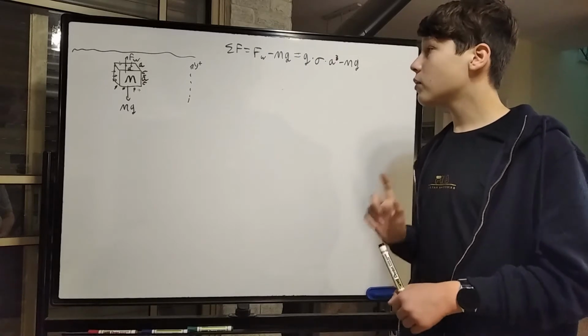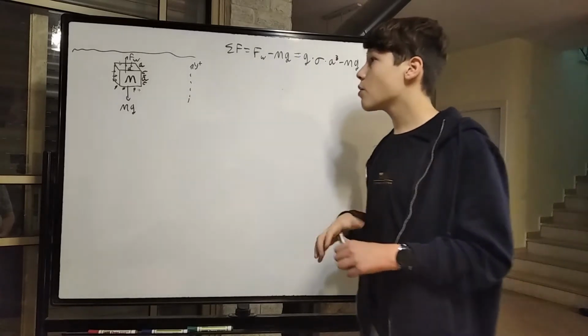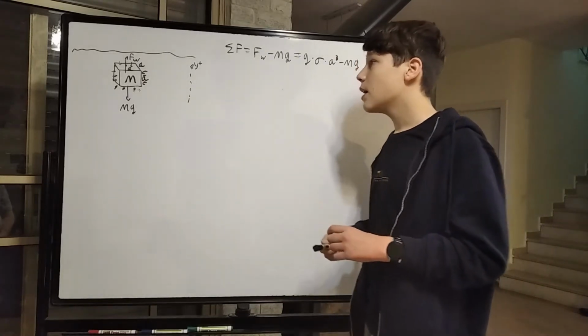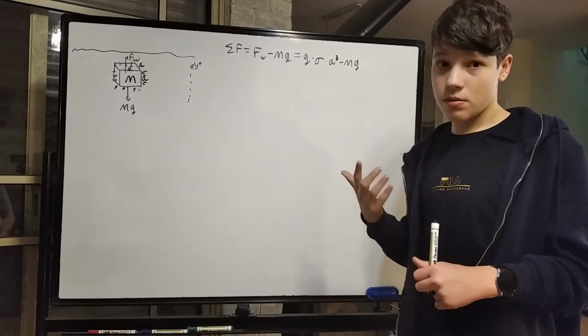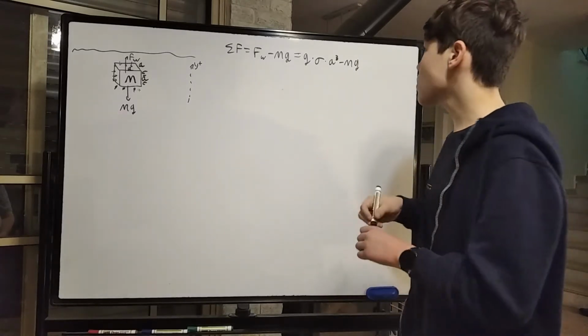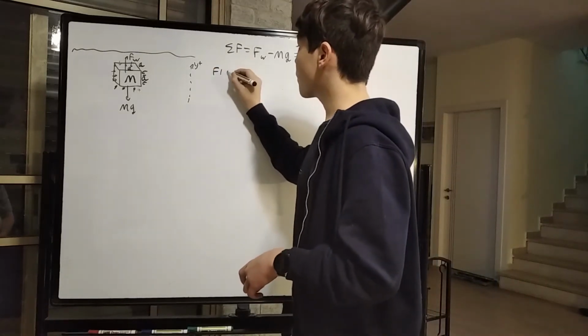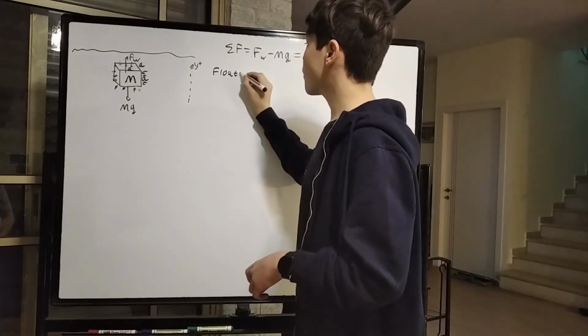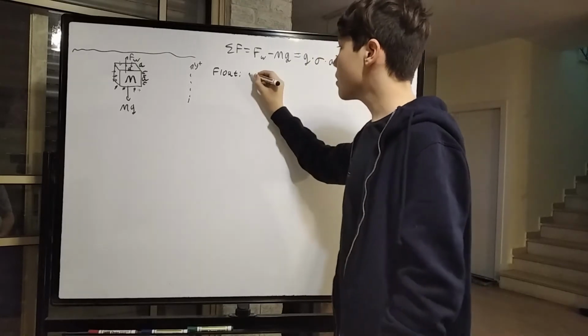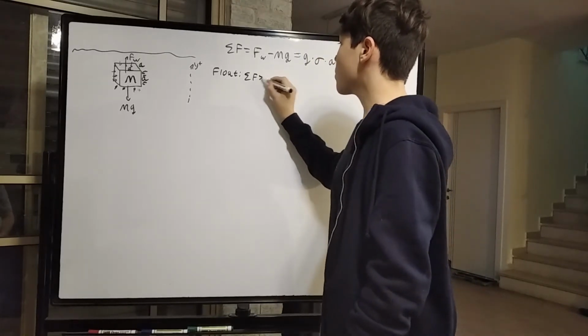Now, if it floats, then the force the water is applying has to be bigger than mg. So the sum of all forces has to be bigger than 0. So for it to float, it is required that the sum of the forces be bigger than 0.